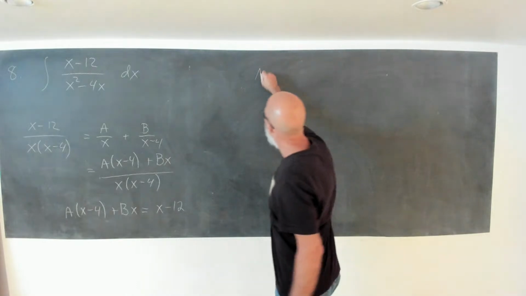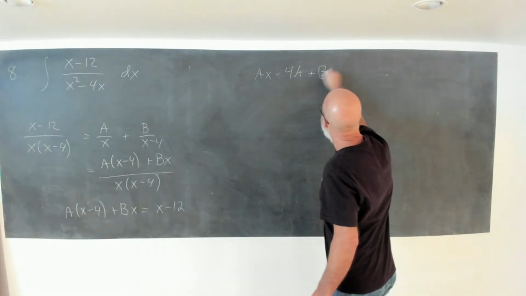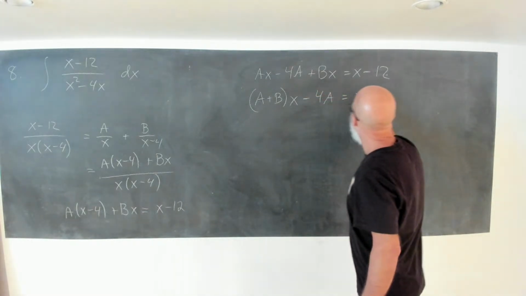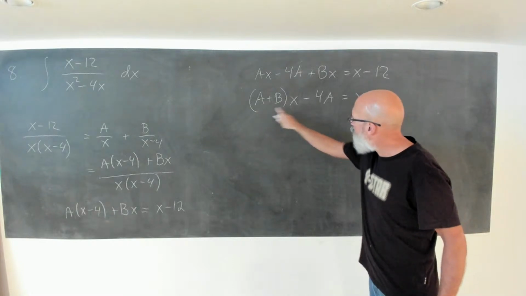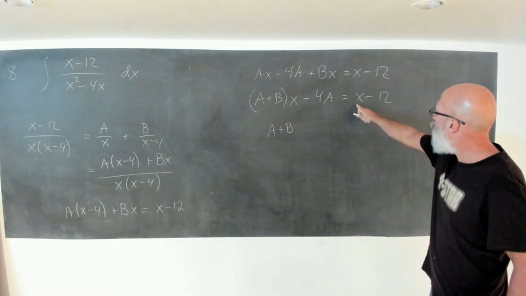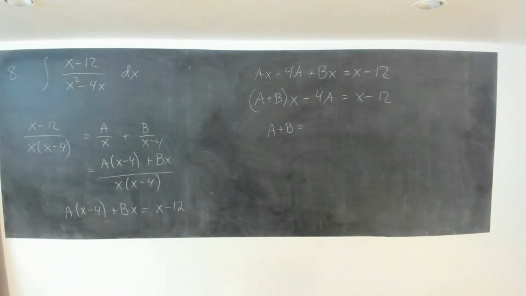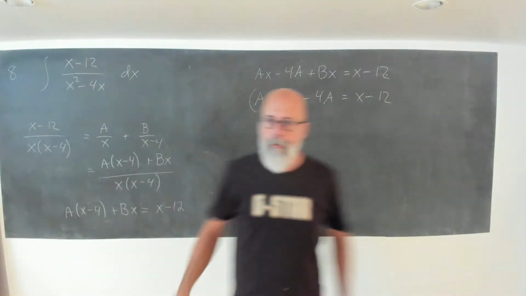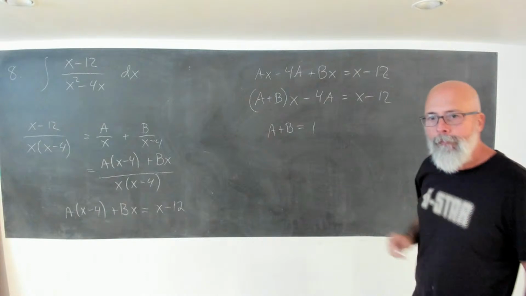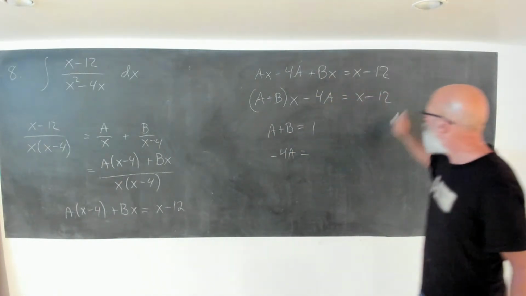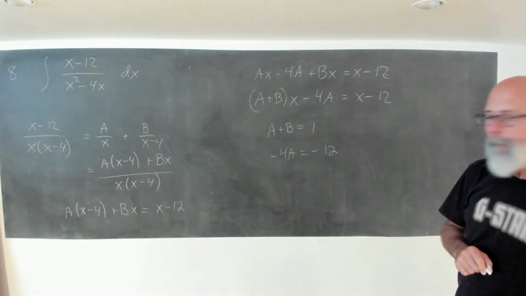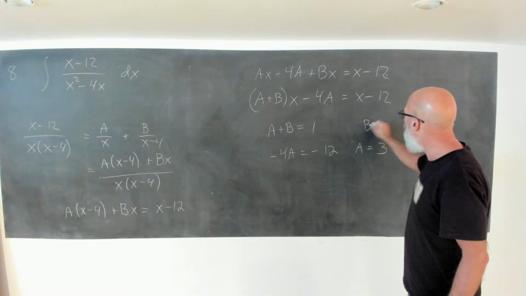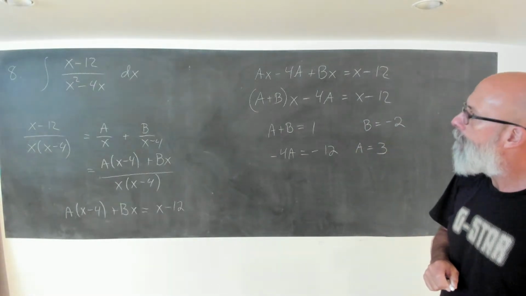Right, so if you expand this, you get ax minus 4a plus bx equals x minus 12, or a plus b times x minus 4a. So now coefficient of x on the left, a plus b. Coefficient of x on the right, what is it? Coefficient of x, thank you, 1. Constant on the left. Constant on the right. So here it's easy to see that a has to be 3. And if a is 3, then b is minus 2. And there you have it.